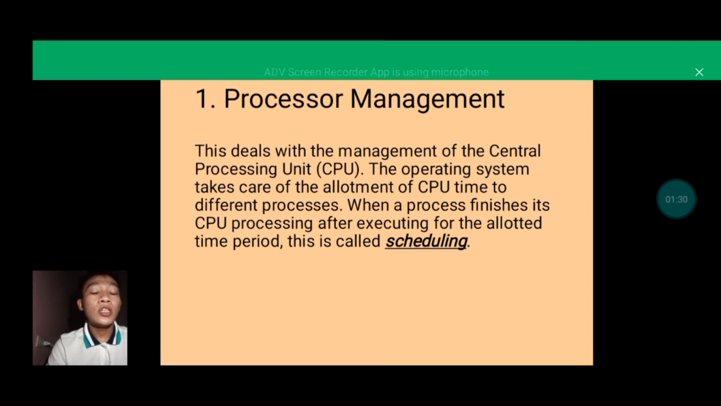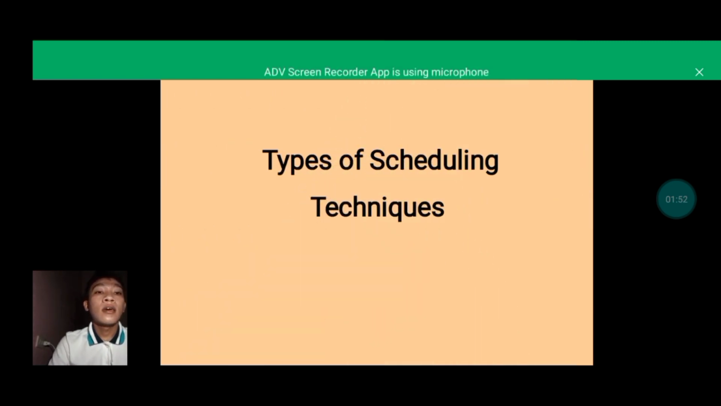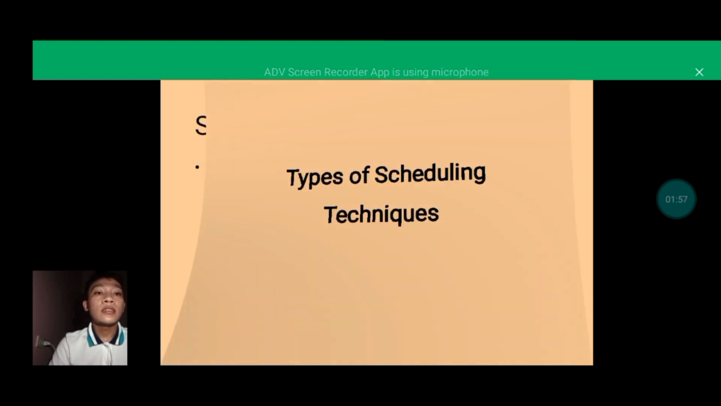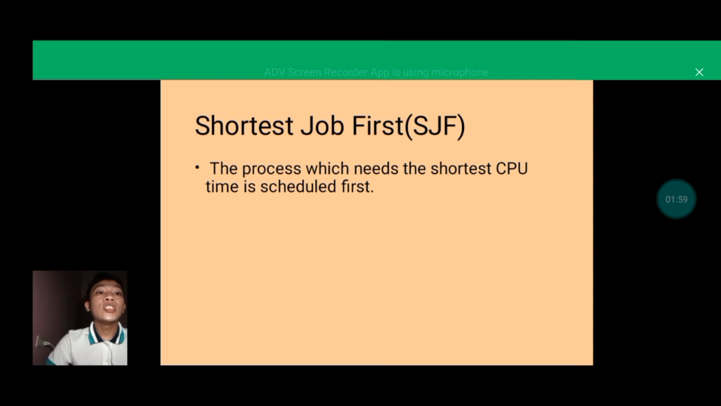So this deals with the management of the central processing unit or CPU. The operating system takes care of the allotment of CPU time to different processes. When a process finishes its CPU processing after executing for the allotted time period, this is what we call scheduling. There are two types of scheduling. First is what we call SJF or shortest job first. The process which needs the shortest CPU time is scheduled first.